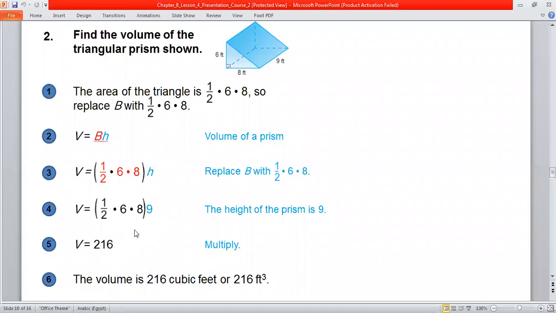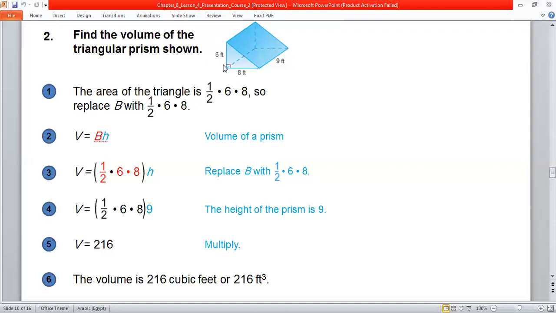So again, if I need to find the volume of this solid, the volume is equal to the base area times the height. This base area is this triangle. Can you see this triangle? This is the base, and this is the height, 9. So the base area is half times base times height.